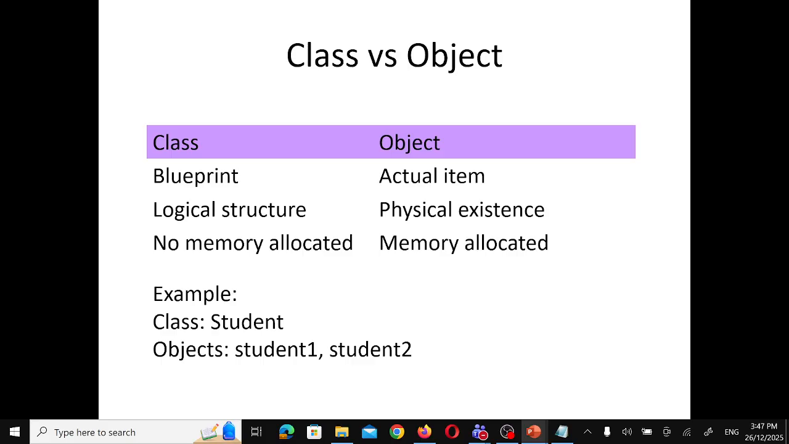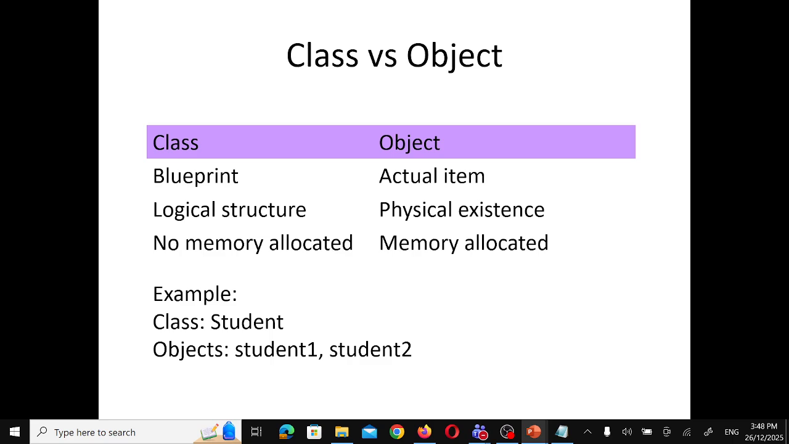Now we see the summary here in this table. The class is the blueprint, but it does not represent the actual data. It contains logical structure. There is no memory allocated here in terms of the actual data. This one is in terms of the actual data, when there are inputs read. So take notes: no memory is allocated for the class, it is for the actual data.